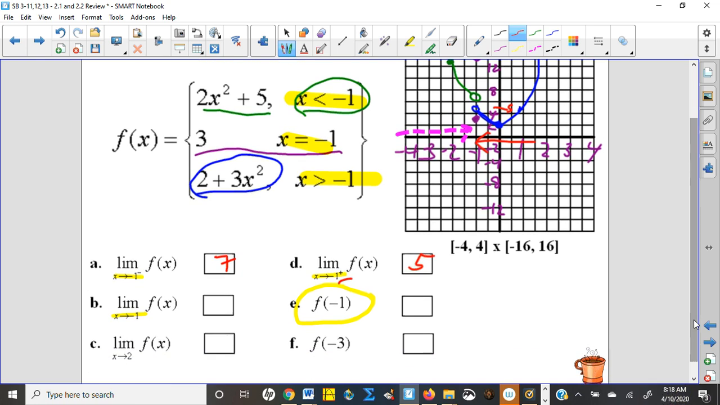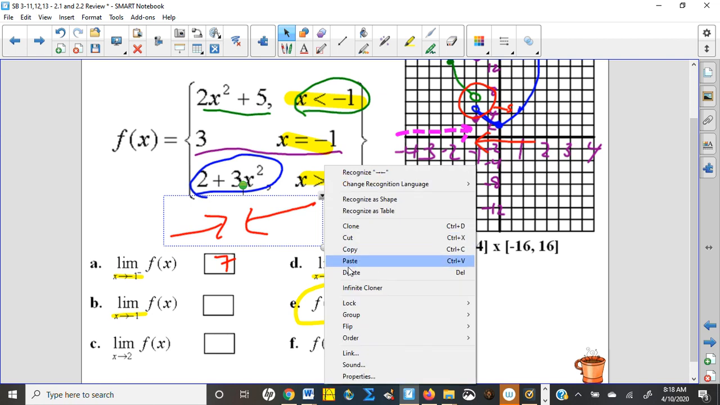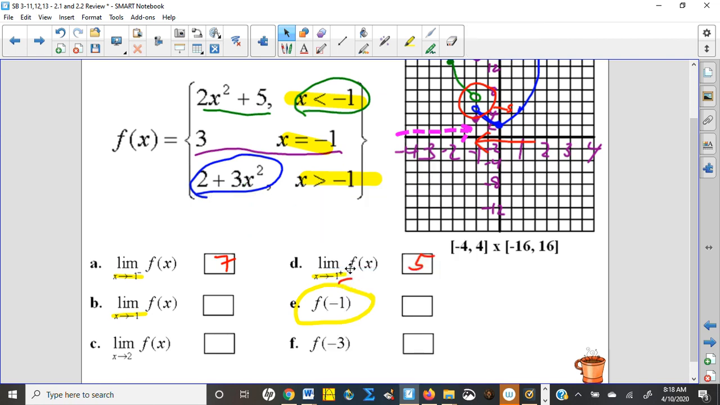And then as far as the overall limit, the big question is, do these limits agree? Is 7 equal to 5? Are our two sides of the graph coming together to the same location, or are they approaching different locations? And in this case, 5 and 7 are different locations, different heights. And that means that the limit of the function at -1, you could certainly call it the two-sided limit, but the limit does not exist.